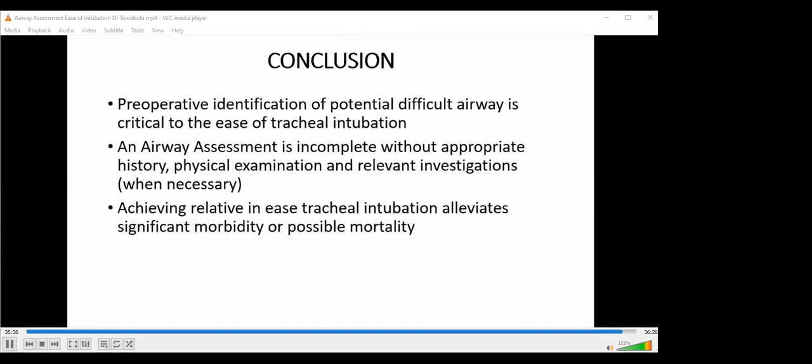In conclusion, preoperative identification of potential difficult airway is critical to the ease of tracheal intubation. An airway assessment is incomplete without appropriate history, physical examination, and relevant investigations when necessary. Achieving a relative ease in tracheal intubation alleviates significant morbidity or possible mortality.